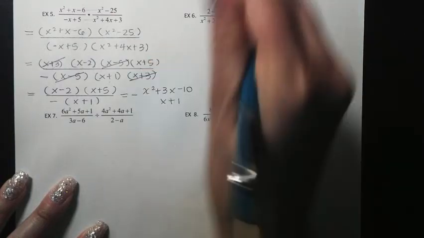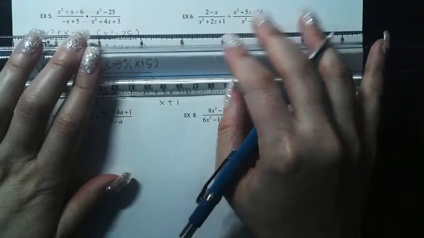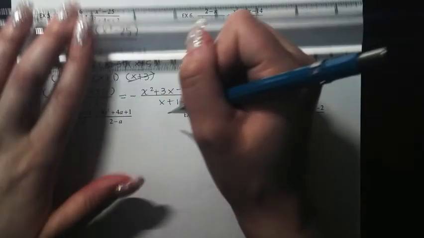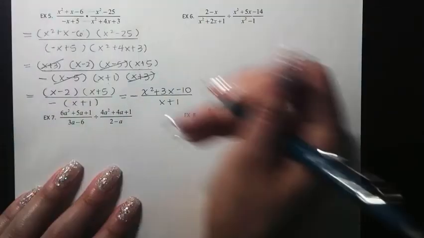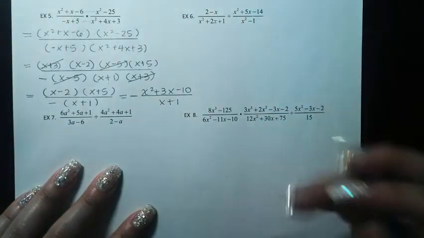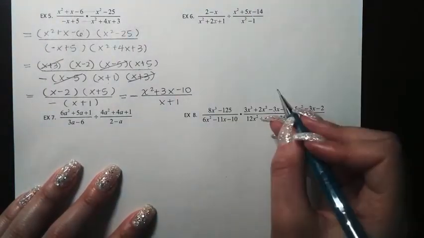Please note that the negative is at the very front, so I'm just going to strategically do my line here so you can see the negative there. And that's it for number 5. Now let's look at number 6. What's up with number 6?